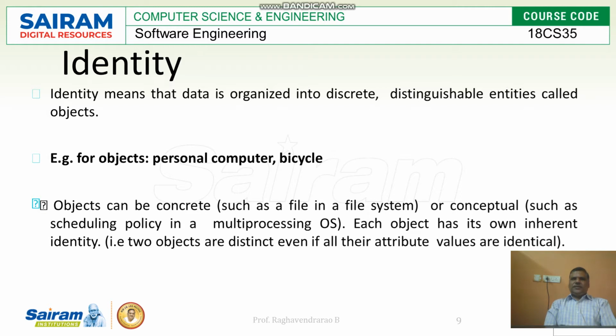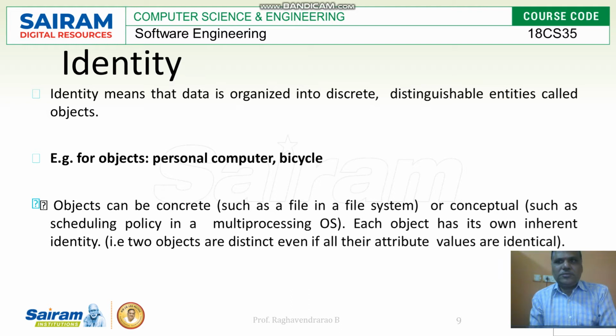What is identity? Examples for identity are personal computers, PCs, laptops, a bicycle, any examples you can give. It is nothing but data organized into discrete, distinguishable entities. They are called objects. Anything that you describe, any distinguishable entity, is called an object.